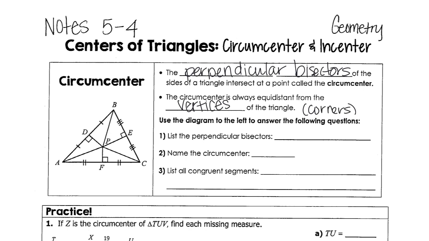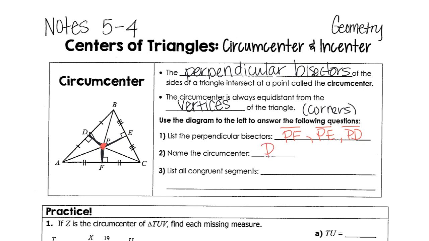So let's go ahead and list the perpendicular bisectors. Again, those are the ones that go down to the sides of the triangle, creating two congruent segments. If you can see this, and this, they are all perpendicular bisectors. They all bisect the side, creating two congruent segments. So we have PF, PE, and PD as our perpendicular bisectors. They all come together at the circumcenter, which is point P.